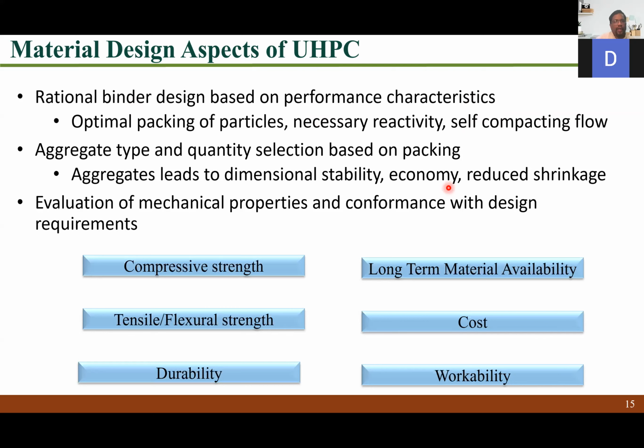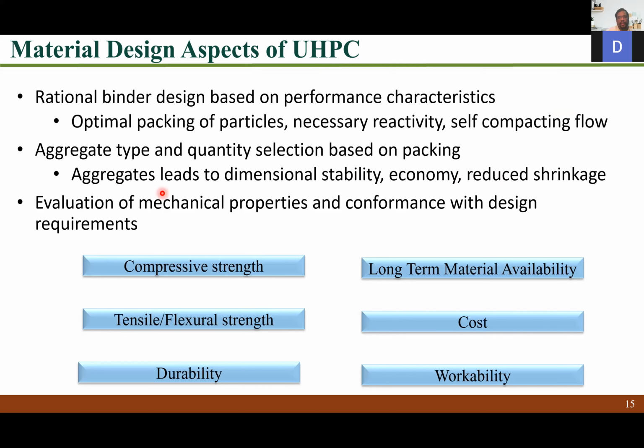And like I said, the aggregates are inert materials, right? The shrinkage happens only in the cement paste, when the cement is hydrating, that's where the shrinkage is going to happen. So the more aggregate you try to use, it will provide dimensional stability and it will reduce the shrinkage. However, larger size aggregate will compromise the self-compacting nature of the concrete. So we have to balance all these properties and then appropriately design the material mix.